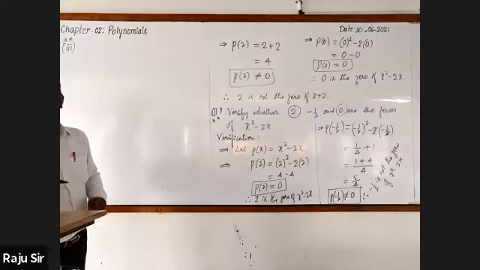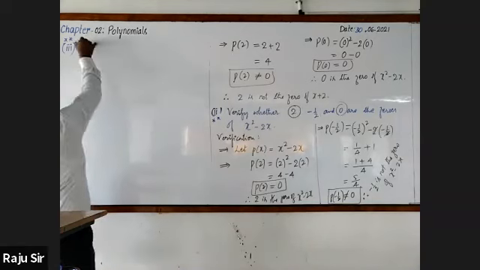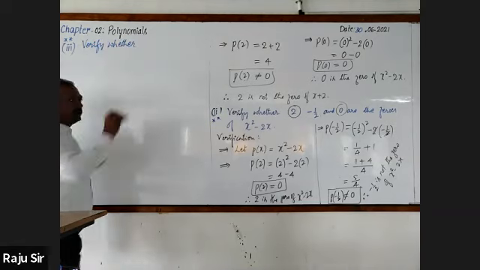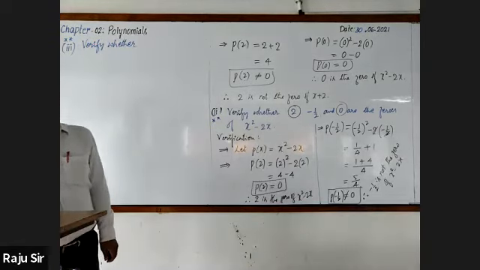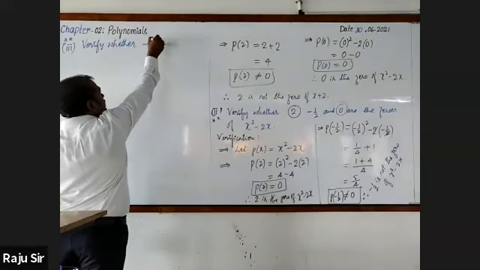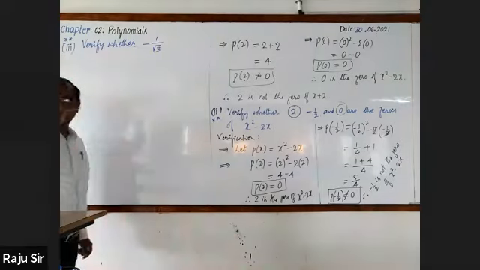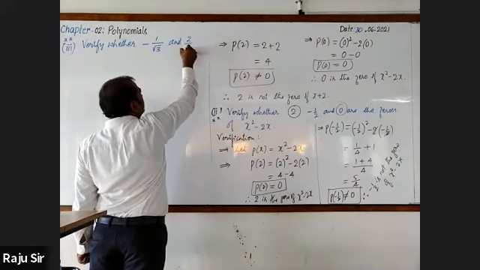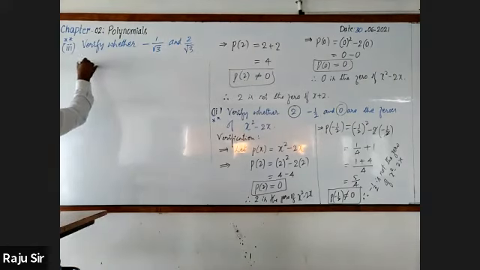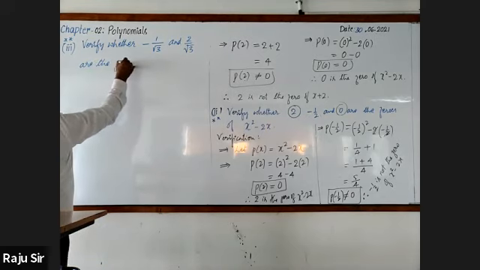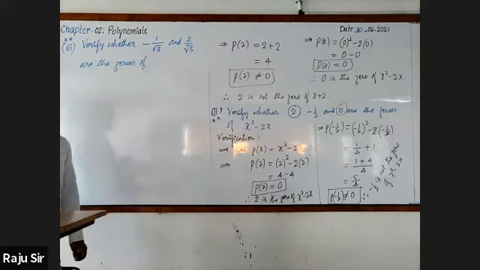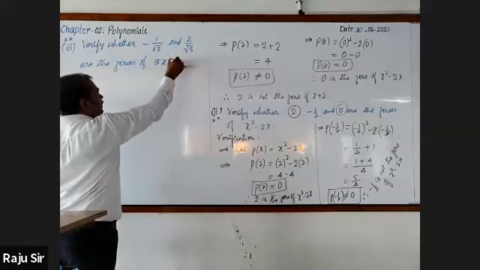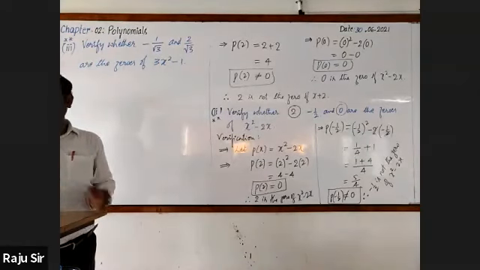Verify whether minus 1 by root 3 and 2 by root 3 are the zeros of 3x square minus 1.